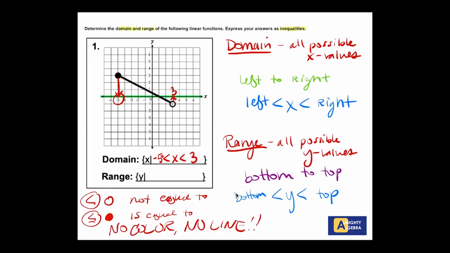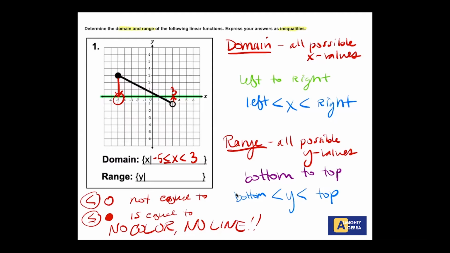If you look at the left side where the -5 is, does this symbol have color? Yes, it does. So does this symbol need a line? Yes, it does. Let's look at the right side where the 3 is. Does this symbol have color? No, it does not. So does this symbol need a line? No, it does not, because no color, no line.